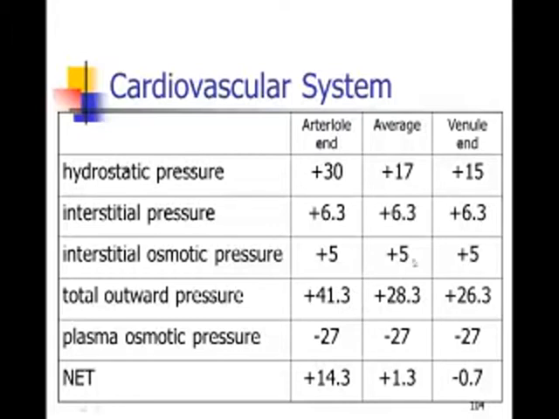The total outward pressure is a summation of these. So we see that it varies starting at 41 and declining down to about 26. The plasma osmotic pressure is fairly high, and so we'd have to subtract this value from the outward pressure. The plasma osmotic pressure means that the fluids are going to go back toward the blood because of the materials outside of the capillaries. And this is our net value. And you see at the venule end, the materials are actually going back into the capillary, while up to that point they've been leaking out. And this would be especially water.